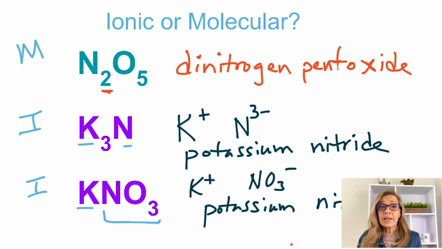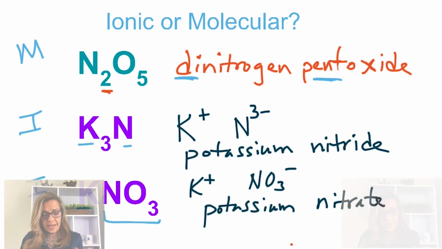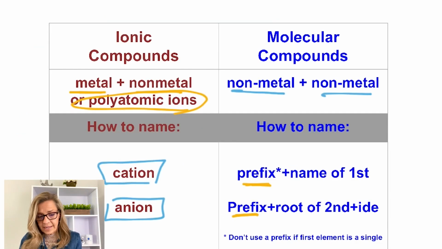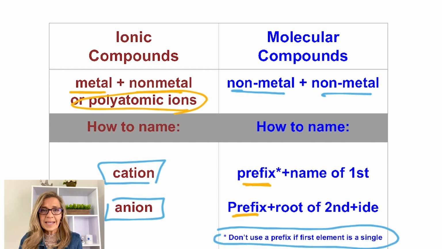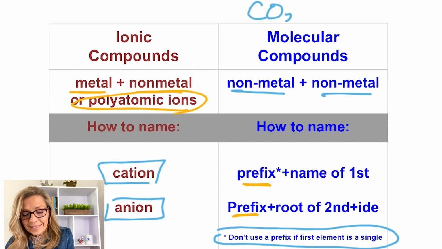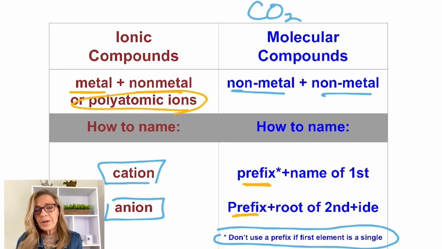Now, I think that molecular compounds are actually easier as long as you know the prefixes. So once you recognize them, all you do is throw those prefixes in there. Now, there is one caveat to this rule, and that is the last part. If you have just a single element for the first one, such as CO2, we don't call that monocarbon dioxide. You just drop the mono and call that carbon dioxide.